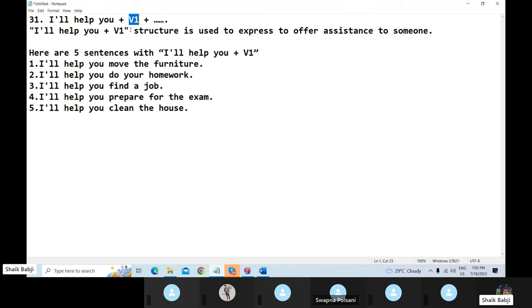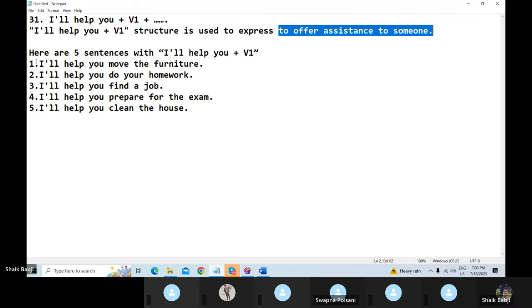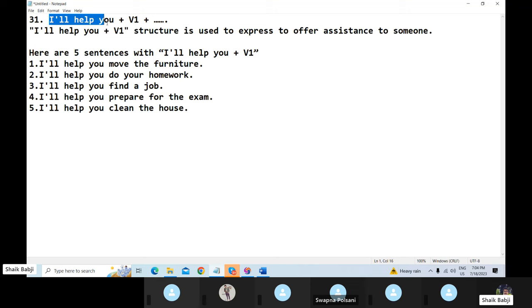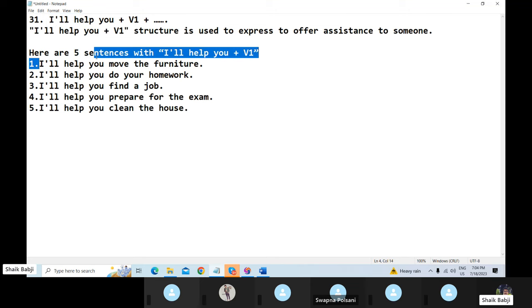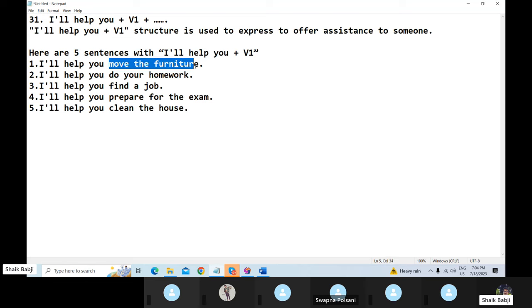Actually, this structure is used to offer assistance to someone. So here we are offering our assistance to others. Okay, let's see how we can use this structure in a sentence. I'll help you. Already I have told you, after I'll help you we have to use V1. So, I'll help you move the furniture.